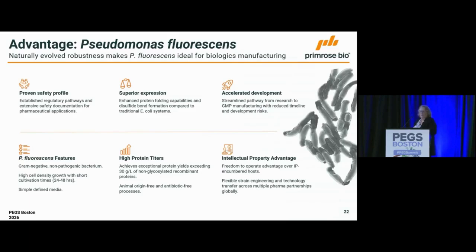A little bit more about P. fluorescens. It is a gram-negative organism. Another really great feature of Pseudomonas is that it's an obligate aerobe. That really helps us to achieve these high cell densities without a lot of the negative effects of going into anaerobic fermentative growth, either at large scale or small scale. It's got a proven safety profile.